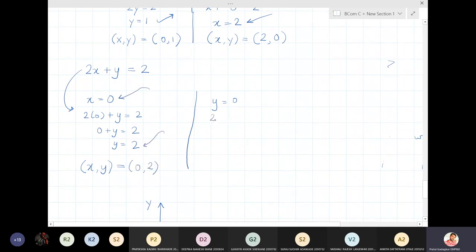What about this? So 2x plus 0, y is 0, equal to 2. So 2x is equal to 2. Therefore x is equal to 2 upon 2, means x is equal to 1. So what is the pair that I'm getting? X comma y. X is how much? 1. Y is how much? 0. So I'm getting 1 comma 0.